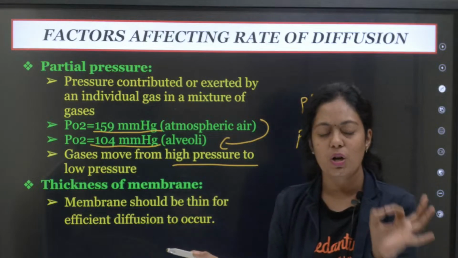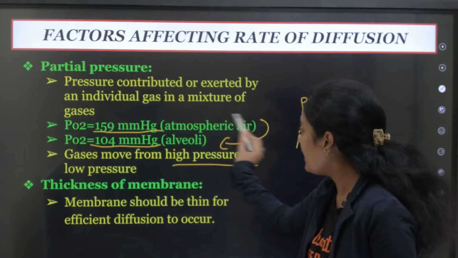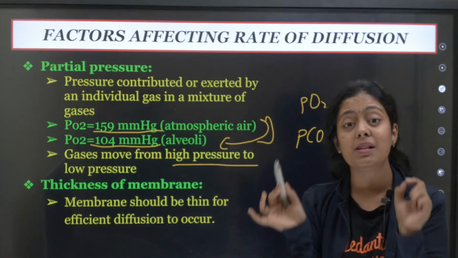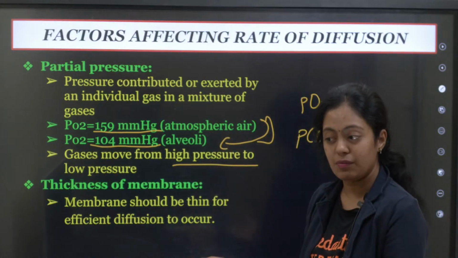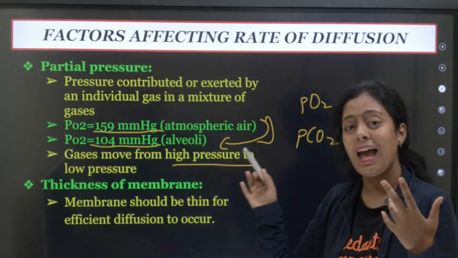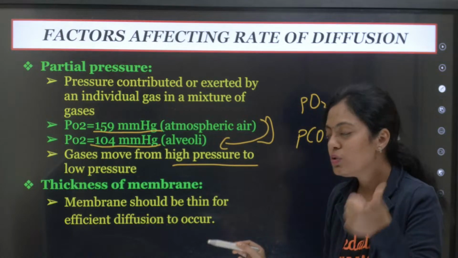So இந்த partial pressure concept எல்லாருமே clear-ஆ புரிஞ்சுக்கோங்க. இந்த ரெண்டு நம்பரை ஞாபகம் வச்சுக்கோங்க. These numbers are important. Partial pressure of oxygen in the atmospheric air is 159, whereas partial pressure of oxygen in alveoli is 104. Okay, super பசங்களா.